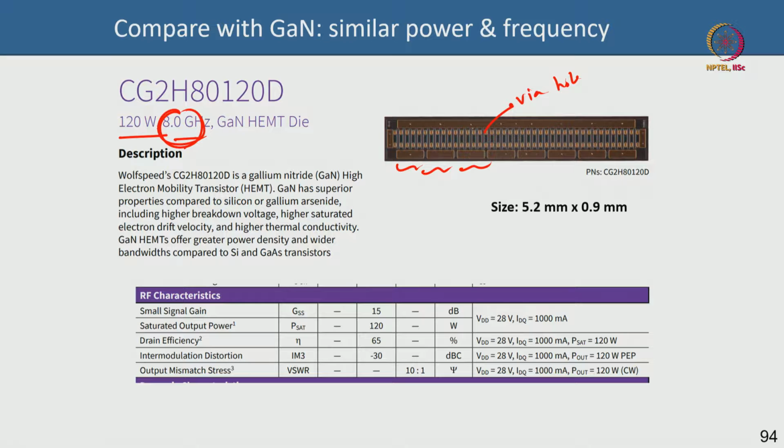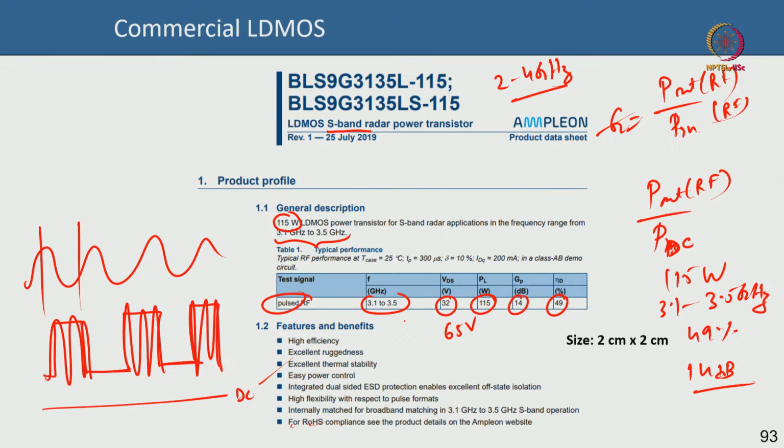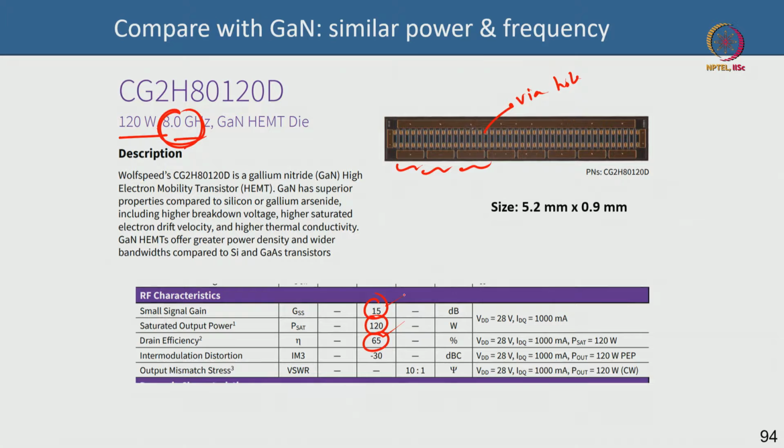We are looking at a small signal gain of 15 dB, power of 120 watt, and a drain efficiency of 65%. It depends on the biasing condition, I understand, but it's 65% as opposed to 49% here. The gain is 14 dB here, and 15 dB there. We will not care about the intermodulation distortion, but you see the power is more than 115 watt, and at higher frequency.